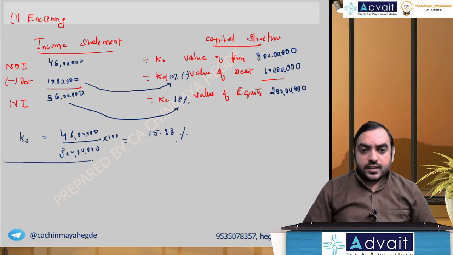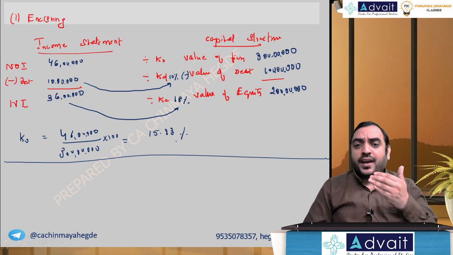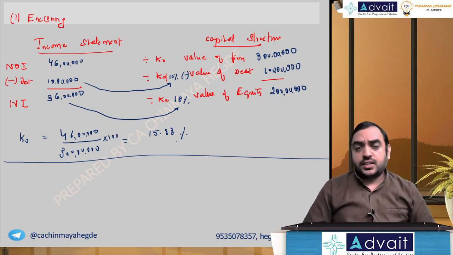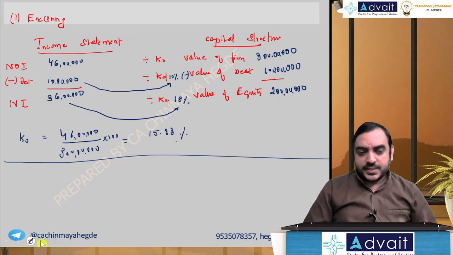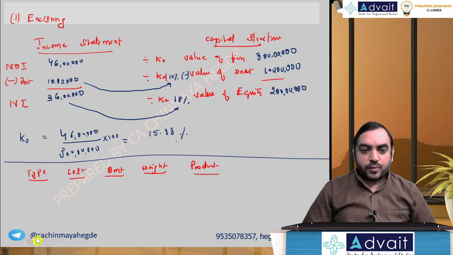In fact, you can also follow the format I told you in the previous chapter, cost of capital. I'll show you that format also. Same answer will come. Type, cost, amount, weight, products. You can follow same format.